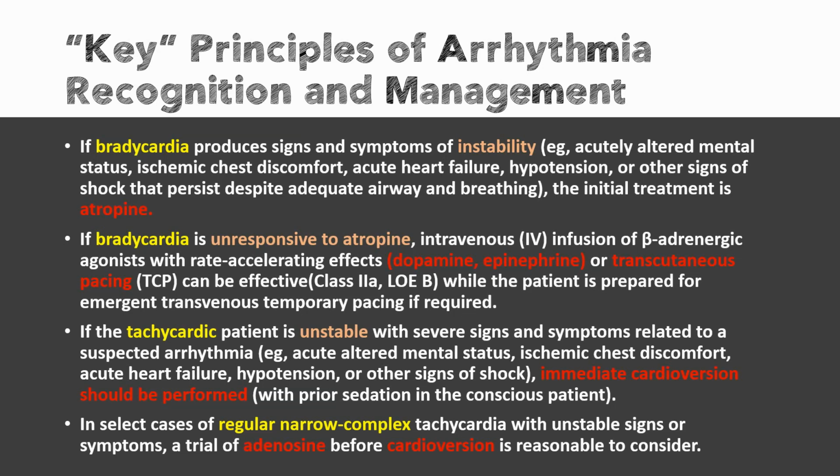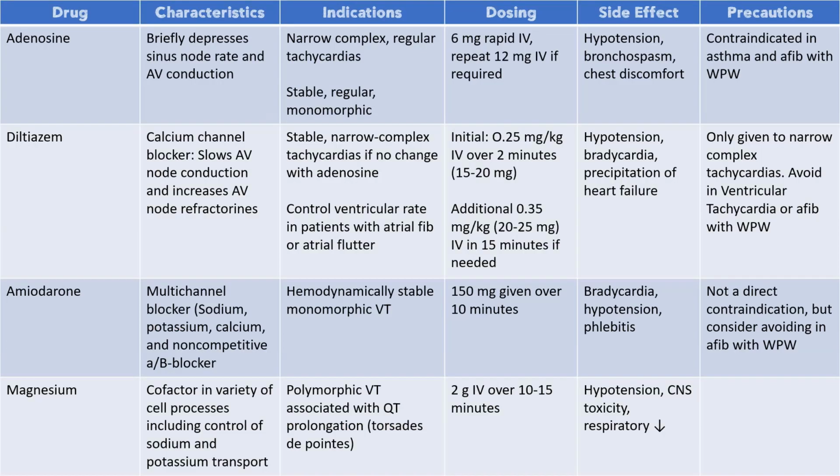Then they say in select cases of regular narrow complex, not wide complex, tachycardia with unstable signs or symptoms, a trial of adenosine before cardioversion is reasonable to consider. Now, I would have a very high threshold to cardiovert someone with, quote, SVT before I tried adenosine.